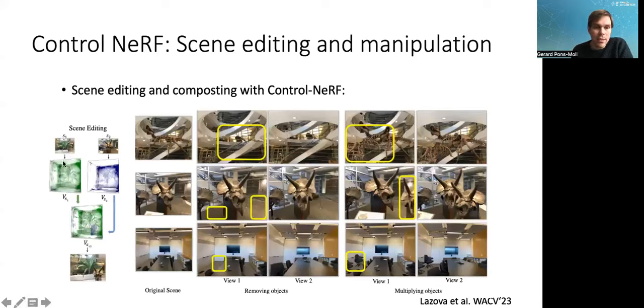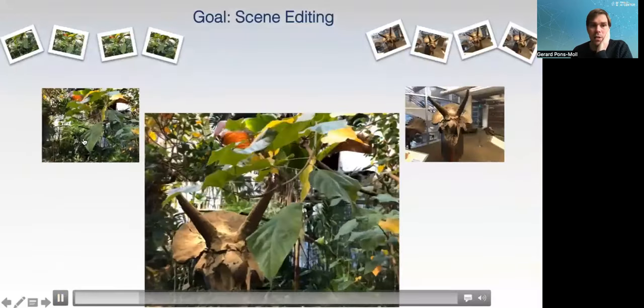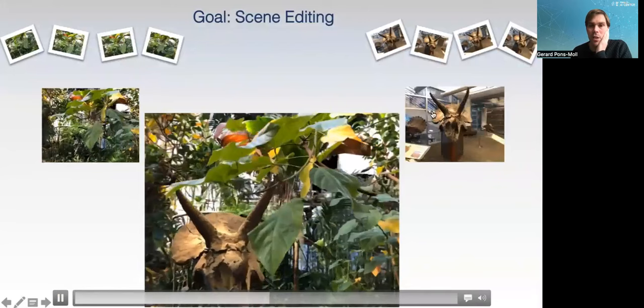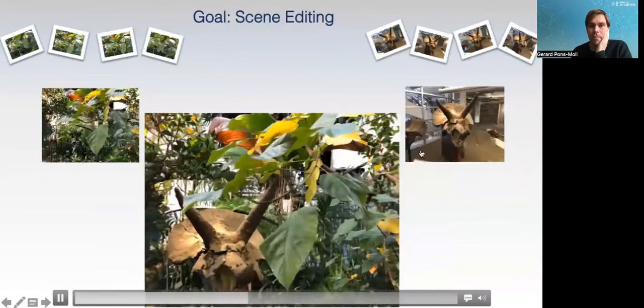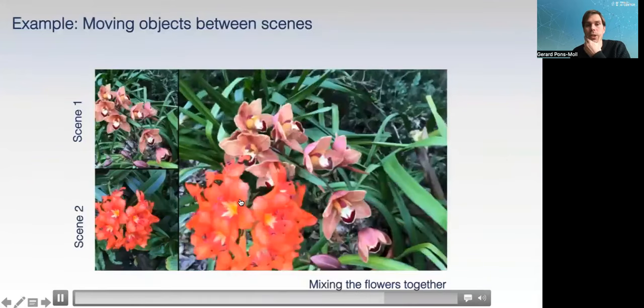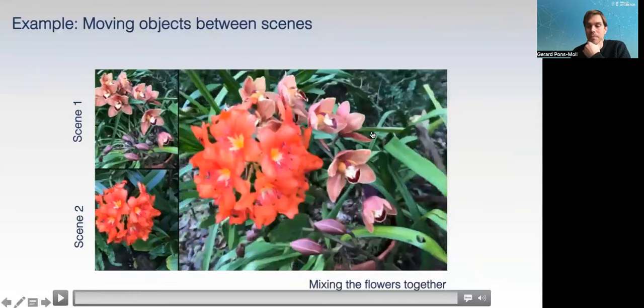You can take the feature volume of one scene and the feature volume of another scene, crop one part of one scene and put it in the other, and then use the same rendering network to produce effects like this one. For example, you take two scenes: on the left is just these plants, on the right is just this dinosaur. Then you can crop the part that corresponds to the dinosaur and copy the features from this scene to this scene. And then you can mix and match and produce combinations of scenes.